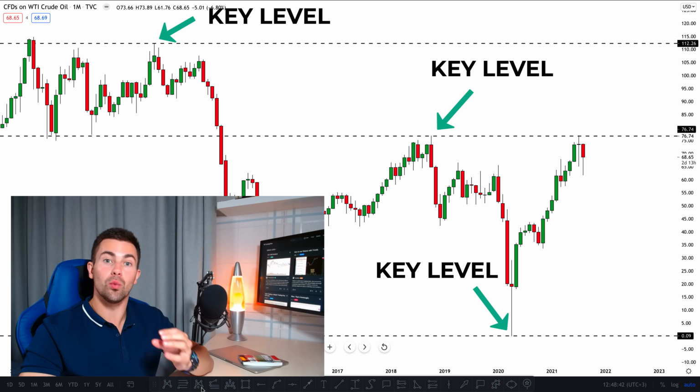You must know which structure is weak and minor and which structure is strong and major. Only with practice, only with experience, only losing tons of money on different key levels, you will learn to spot the most important, the decent key levels.